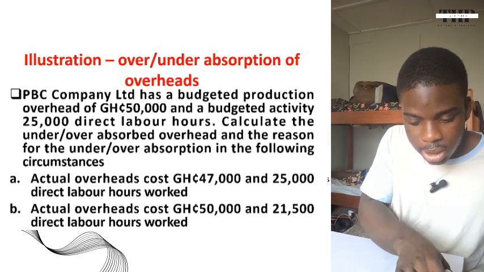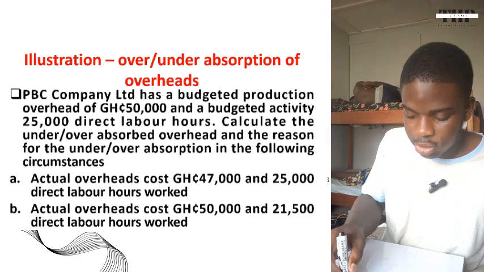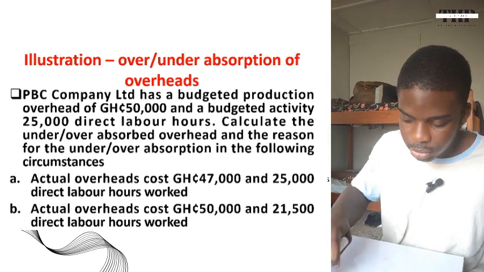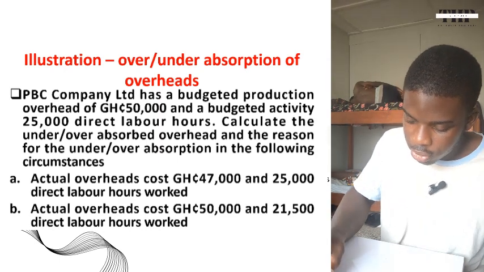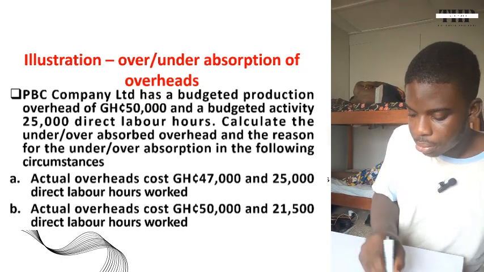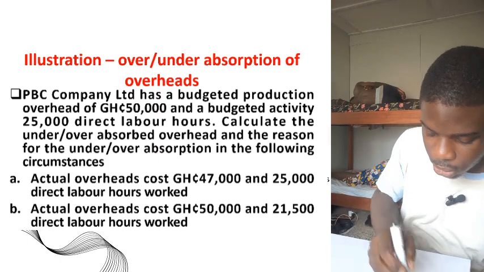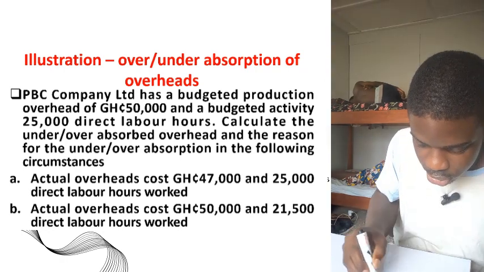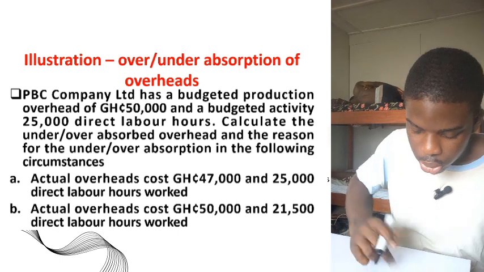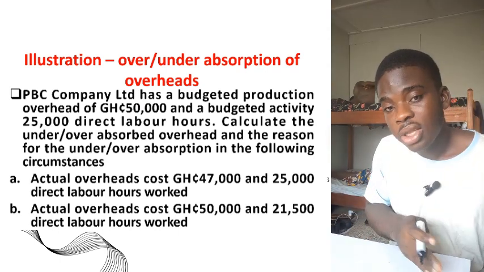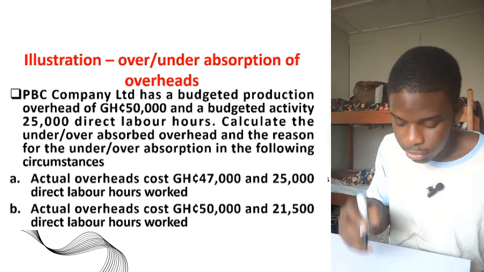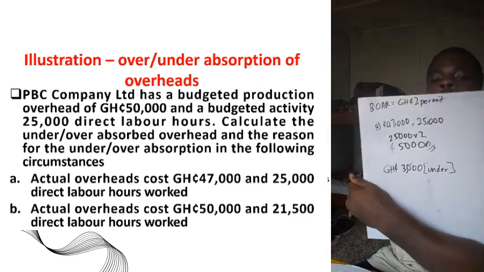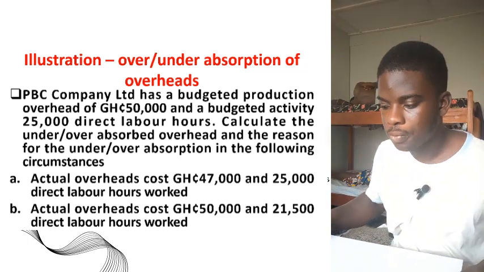The budgeted is greater than the actual, resulting in under absorption. So just take it like that, okay? Or if you are uncomfortable, then don't worry, but that's how I understand it. Now, so the difference is what you use. It's 3,000. So that 3,000 becomes under absorption. Right. There was an under absorption of 3,000. Very well.